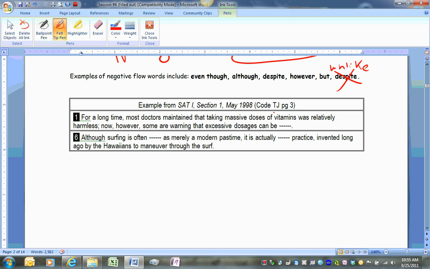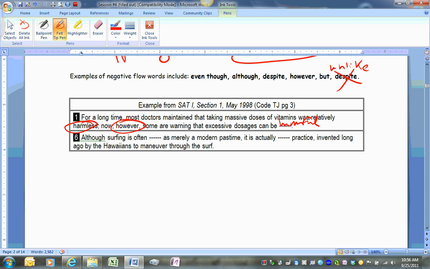So for a long time, most doctors maintained that taking massive doses of vitamins was relatively harmless. Now, however, some are warned that excessive doses can be harmful or dangerous. Yeah. So that's a pretty easy one.